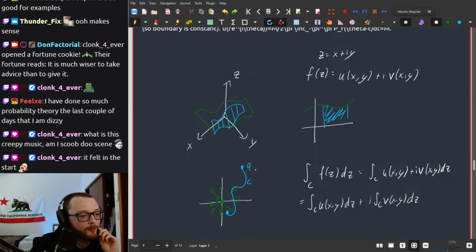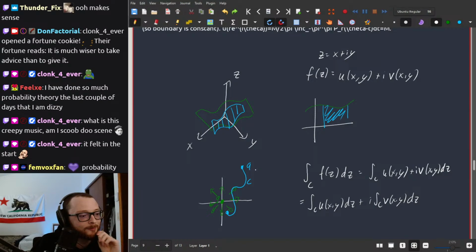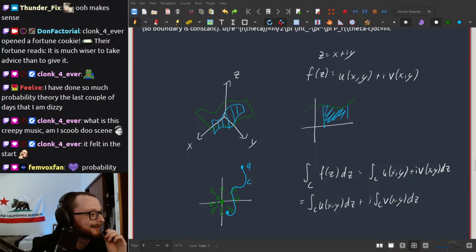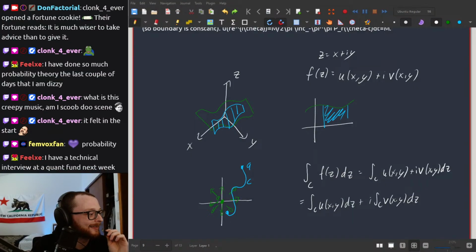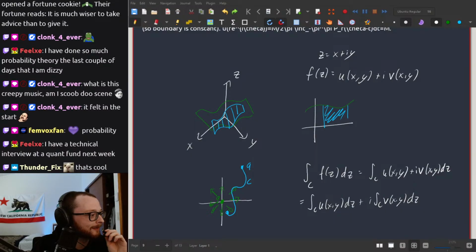You've done so much probability the last couple of days. I'm dizzy. Ooh, probability is cool though. I just learned some really cool stuff about probability in a class I'm taking about modeling cancer. What is this creepy music in my Scooby-Doo scene? Yeah, I actually quite like this artist. That was a weird way to phrase it, overly fancy.